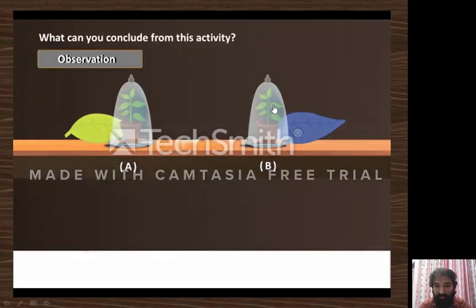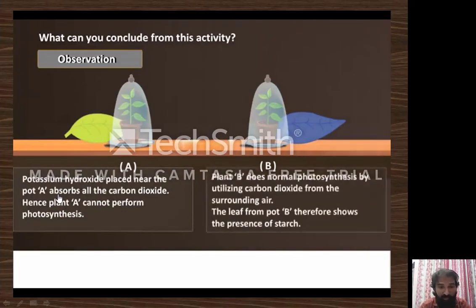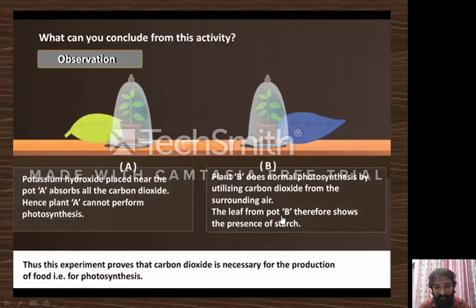So this plant performed photosynthesis. That's why the leaf turned blue, which indicates the presence of starch. When starch is present, photosynthesis has happened in the plant. Potassium hydroxide placed near pot A absorbs all the carbon dioxide. Hence, plant A can't perform photosynthesis, while plant B does normal photosynthesis by utilizing carbon dioxide from the surrounding air. That's why the leaf from pot B shows the presence of starch.